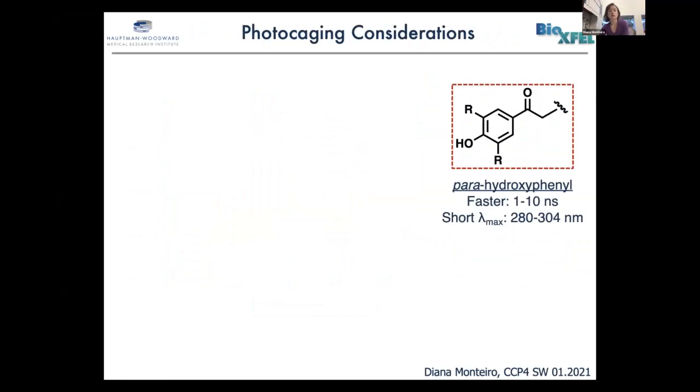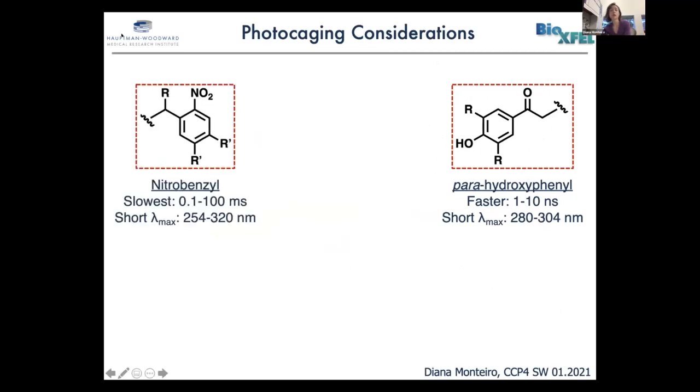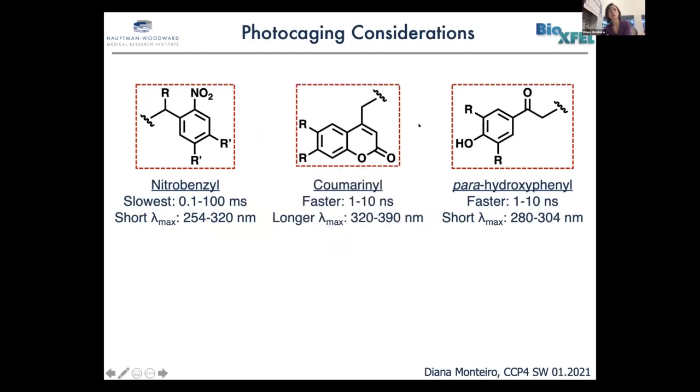So, photocaging considerations. These are para-hydroxyphenols. They're very fast. They have short wavelengths, they are small and they are soluble, so they have certain advantages to them. Then ortho-nitrobenzyls are the most well-known groups, but they tend to be much slower. Although we can play around a little bit with these R groups to make them faster and also change the maximum absorption wavelength. And coumarins are definitely bigger. They're a little bit trickier to synthesize sometimes. They are fast, they have long absorption wavelengths, but they tend to be a little bit less soluble.